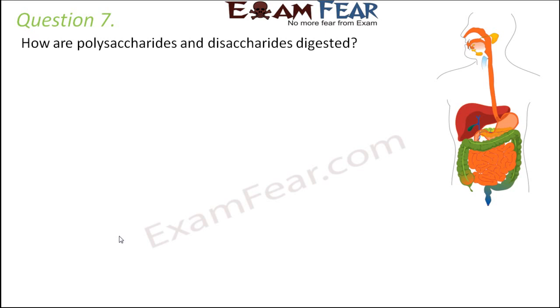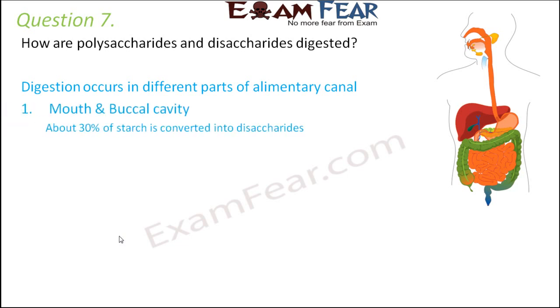Question number 7. How are polysaccharides and disaccharides digested? Okay, if you talk about the entire digestive process of poly and disaccharides, the digestion starts from the mouth, and occurs in different parts of the alimentary canal. In the mouth and buccal cavity, almost 30% of the starch gets converted into disaccharides. That is, polysaccharides get converted into disaccharides in the presence of the enzyme salivary amylase.